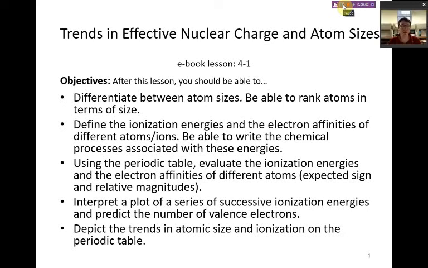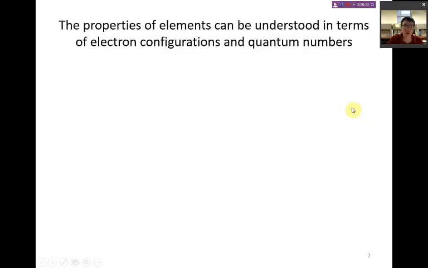Welcome back, everyone. In this video, we're going to review a little bit of what we learned already about the periodic table and effective nuclear charge, and then we'll look at how there are trends within effective nuclear charge that affect other periodic properties. We're going to focus in this video on the atomic radius. So let's review a little bit about properties of elements.